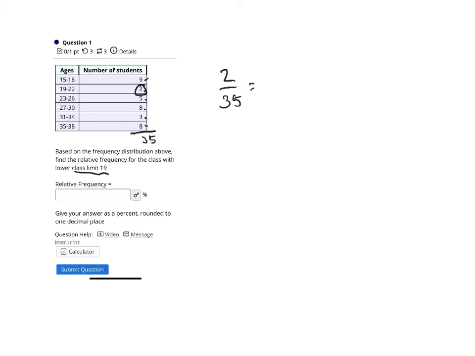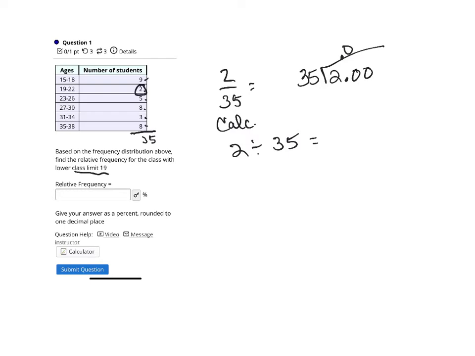So in your calculator, you'll put 2 divide button 35 equals. Now, if you don't have a calculator, you're going to take 35 and divide into the 2, put a decimal, bring the decimal up, add some zeros. 2 won't go into 20, so that's a 0. And then we'll bring down the next 0.